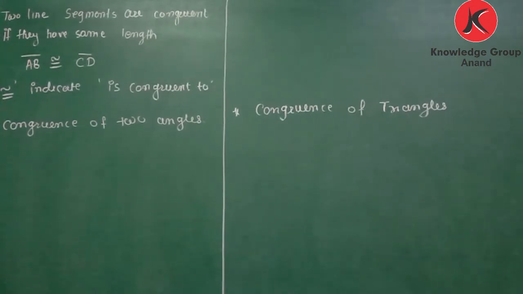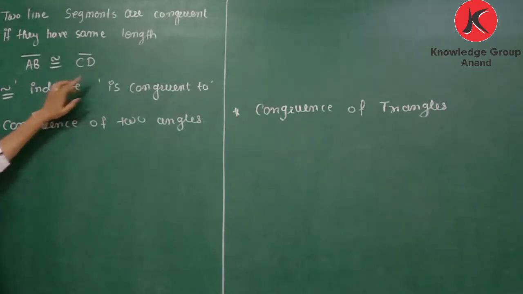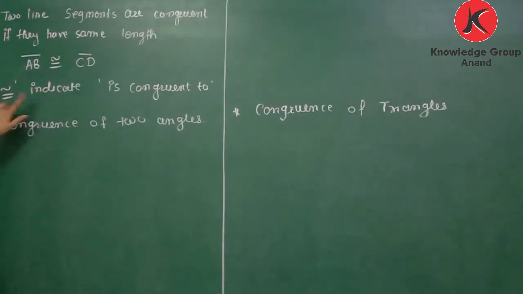Two line segments are congruent if they have the same length, as we have seen in previous examples. So AB is congruent to CD. You can write this with the symbol that indicates "is congruent to". Clear? Now, congruence of two angles.